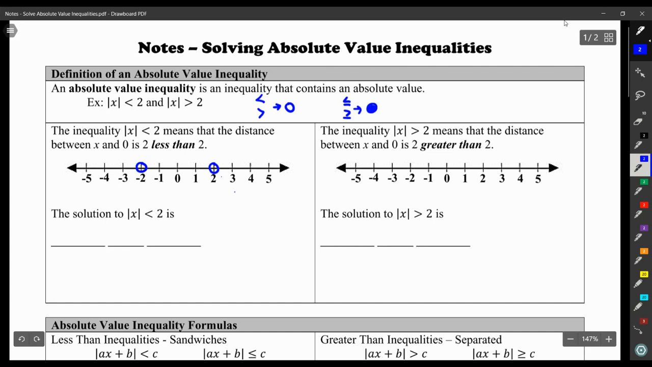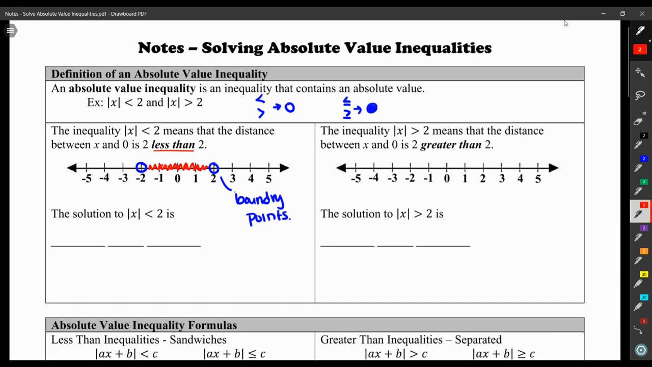So these are our boundary points. That's what these guys are. So these are your boundary. Now we have to decide what else I have as solutions. Am I going to be shaded inside between the boundaries or on the outside of the boundaries? Well, if I want to be less than 2 away from 0, what else is less than 2 away from 0? That would be a 1 and a negative 1, maybe even a 0 or a half. So you're shading everything inside of here between your two boundary numbers.